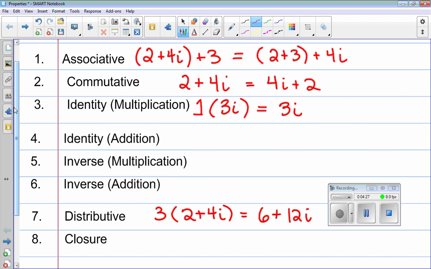There's also an additive identity, one that goes with addition. What number can I add to something and it won't change its value? So we already know these. So if I had, for example, 2 plus 4i plus 0, what should I get out?